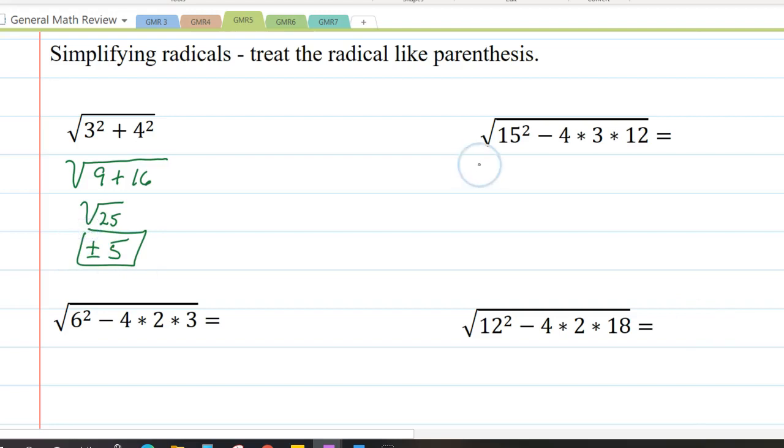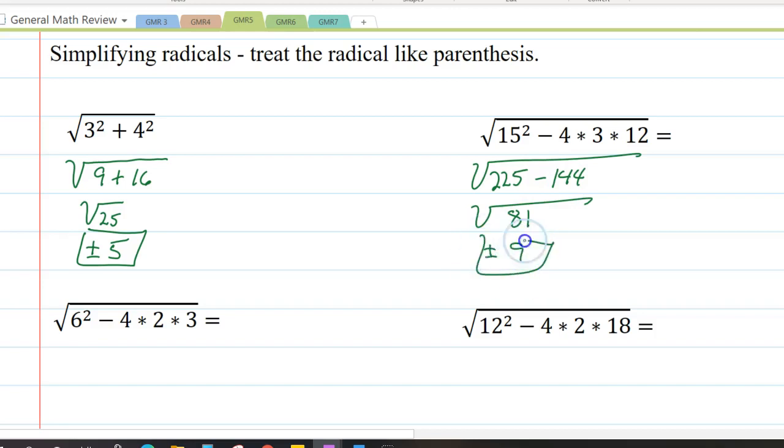Moving to the right, 15 squared, that was part of the squares that we should have memorized, 225. Negative 4 times 3 is negative 12. Negative 12 times 12 is negative 144. It says subtraction, so 225 minus 144 is 81. Well, the square root of 81 is simply plus or minus 9.